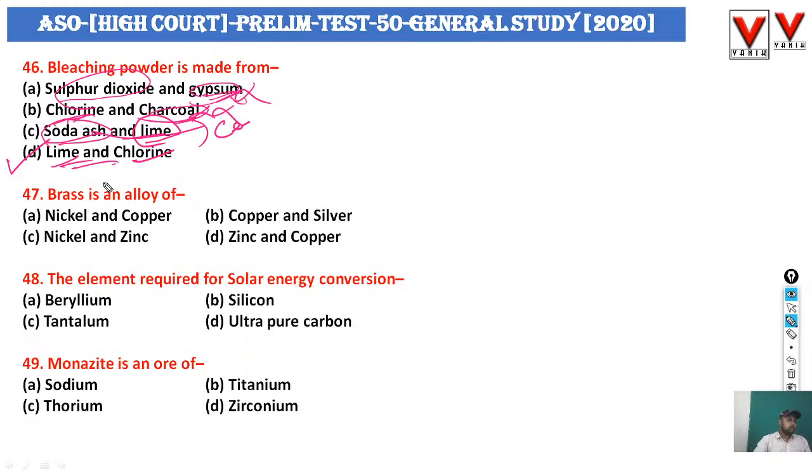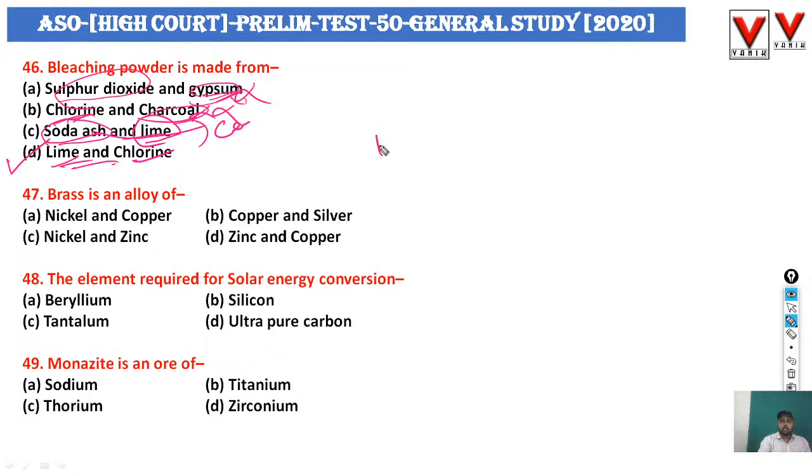Okay, so try to understand the elimination technique that I'm using, which you are supposed to use in your examination. In that way, you have a possibility of ruling out the incorrect answers, and you have a probability of maximizing your score with accuracy. All right. So moving on to the next question, question number 47.